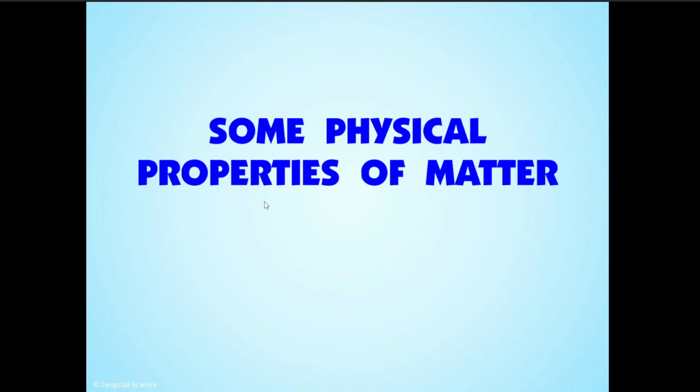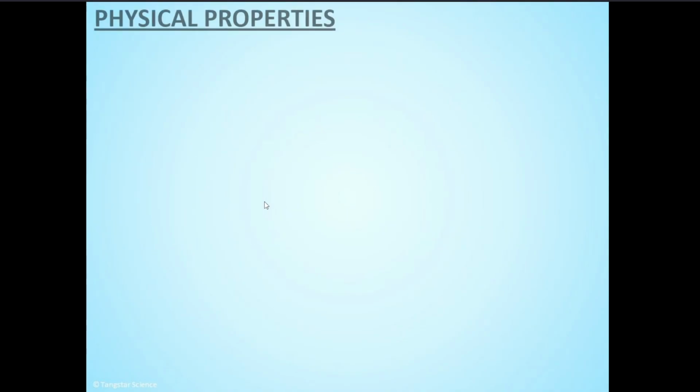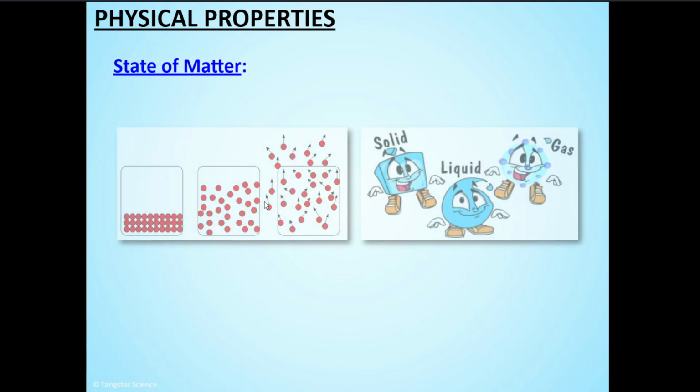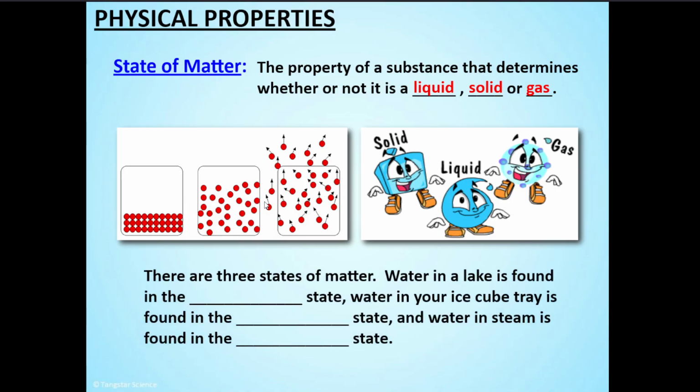All right, so let's recall. A physical property is a property that can be observed or measured without changing the chemical identity of the substance. And so let's start with some basic properties. The first one, as we recall from last unit, is the state of matter. This determines if a substance is solid, liquid, or gas. And we see this with water. Water in a lake is going to be in the liquid state, water in an ice cube tray is going to be in the solid state, and the water in steam, when it boils off, will be in the gas state.